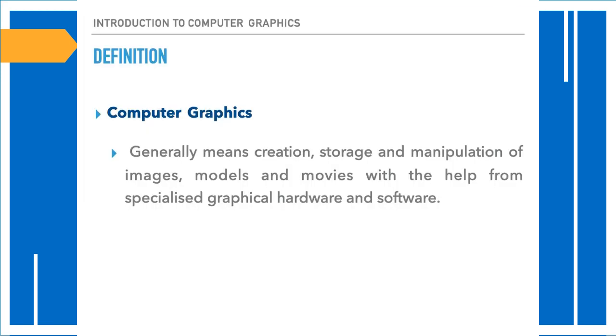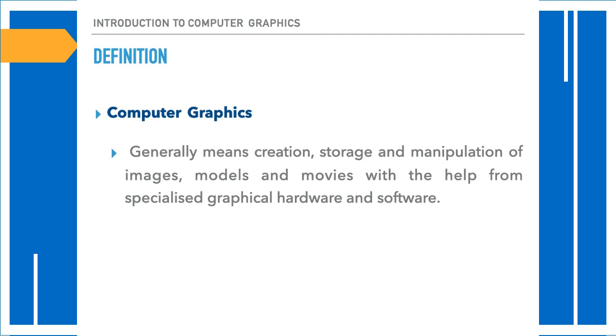So, I hope you get an idea about what computer graphics can do based on the two shots that I've shown you just now. Now let's move on to the definition of computer graphics. Computer graphics actually means the creation, the storage, and the manipulation of images, models, and even movies with the help of specialized graphical hardware and software.